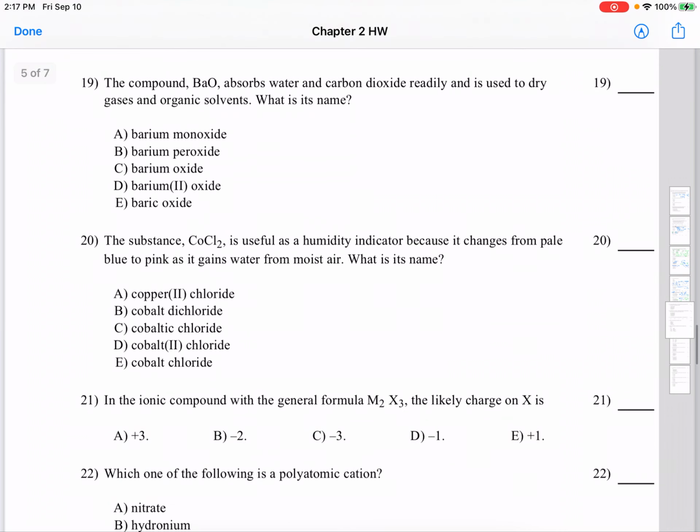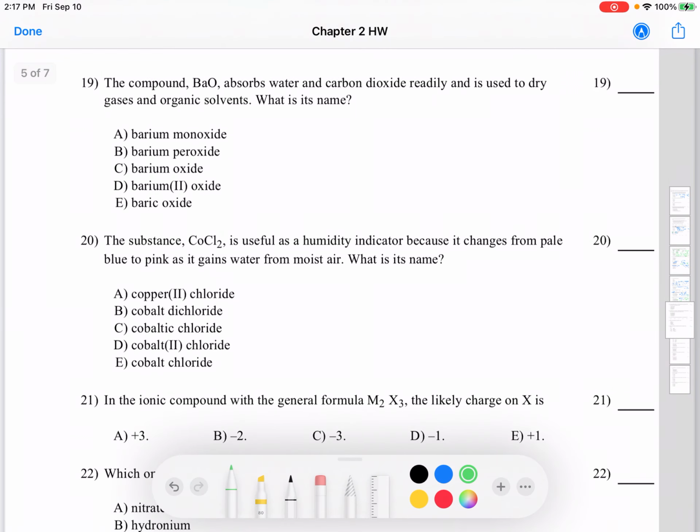Number 19, barium oxide. What is its name? Again, what you need to do is locate barium. Barium is in group 2, which is a main group element. And then you go to oxygen. Oxygen is a non-metal. So this is a metal and a non-metal. Barium is a metal, oxygen is a non-metal. So it forms an ionic compound, right?